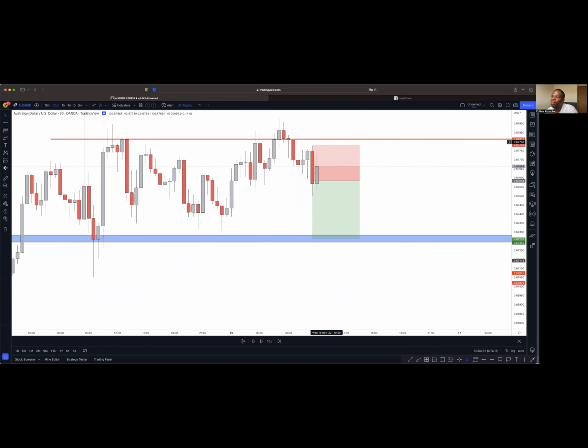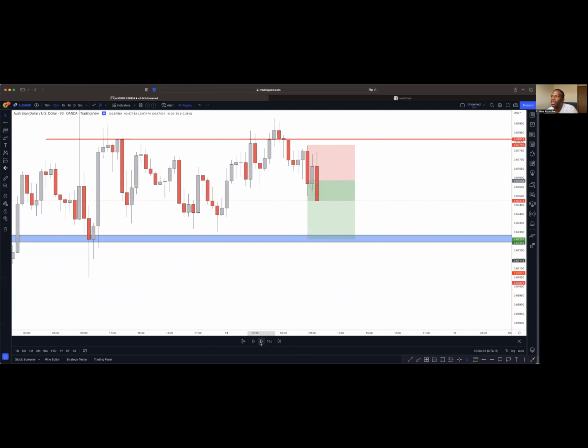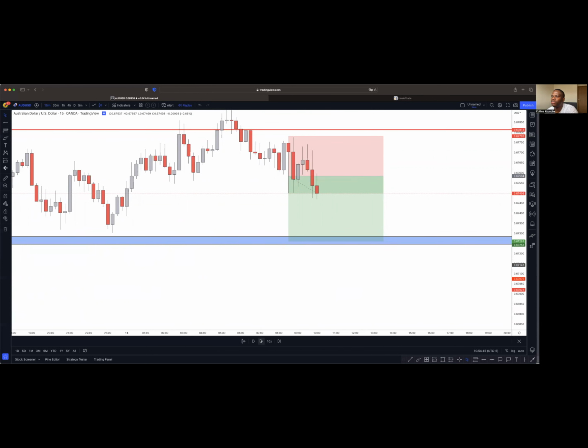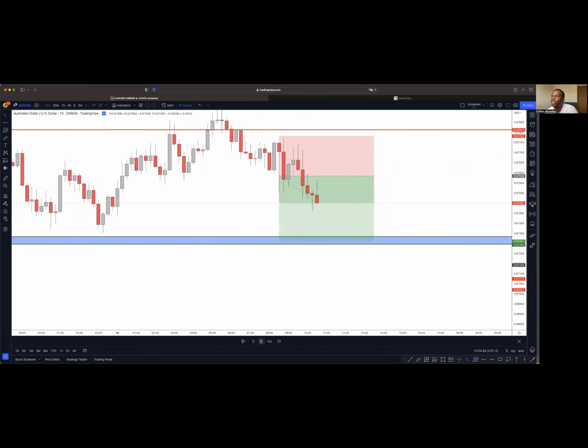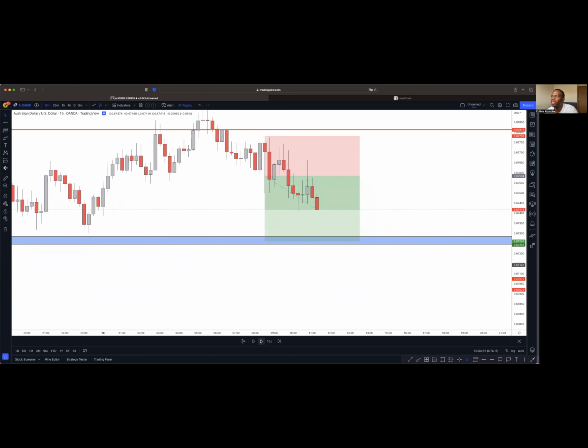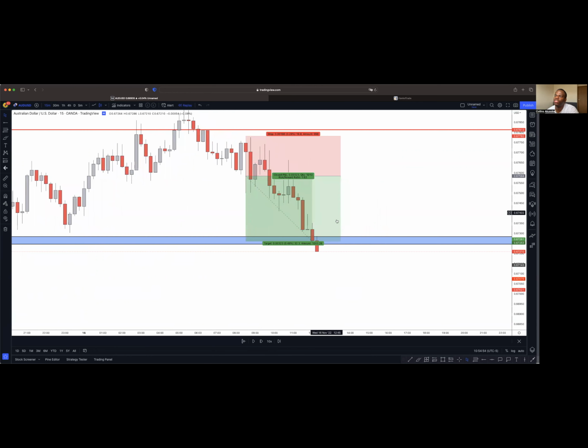So price came back, eventually came down. I think I got out around this point on the 15 minutes. No, I think it was around here I got out. Then price just kept dropping. Came back to make a better retracement, and it just came to hit my TP, full TP.